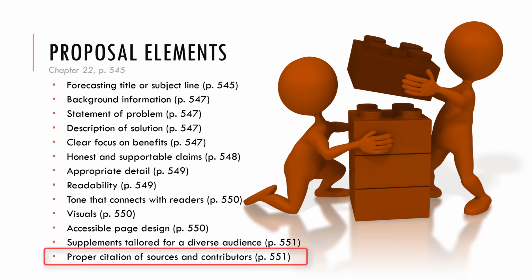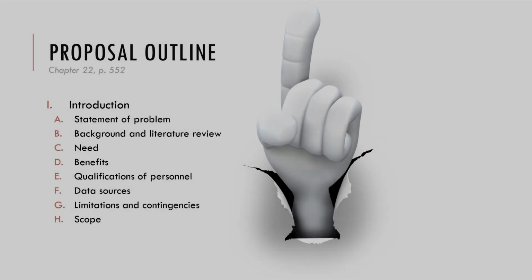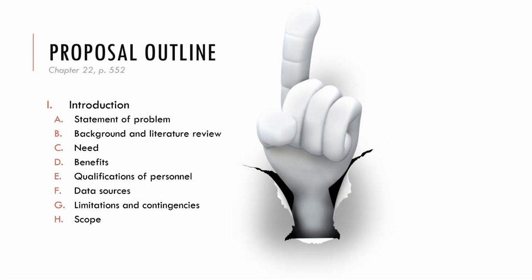The last thing you have in there is the proper citation of sources and contributors. For this assignment, you're required to do 5 citations. We'll have a video on citations specifically, and the main point here is you need to choose works that are supporting some argument or some claim you are making, not just random citations, and they need to be in proper APA format.